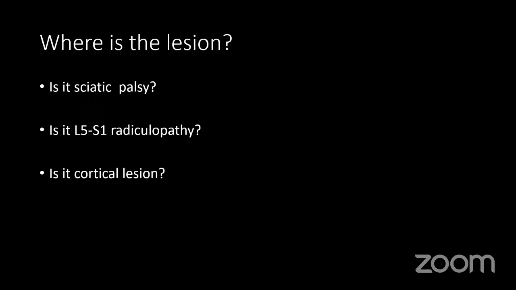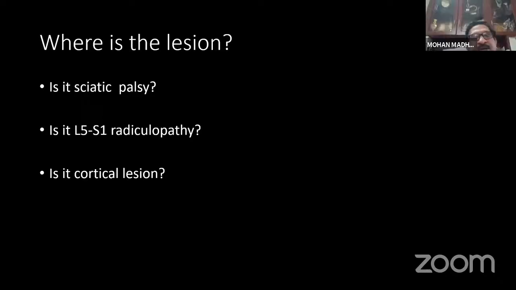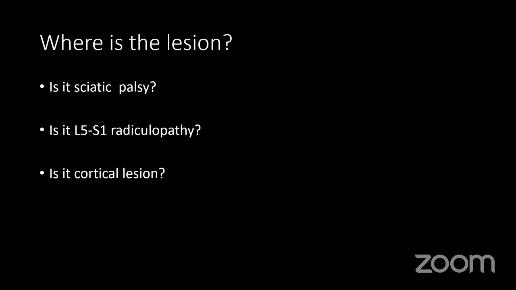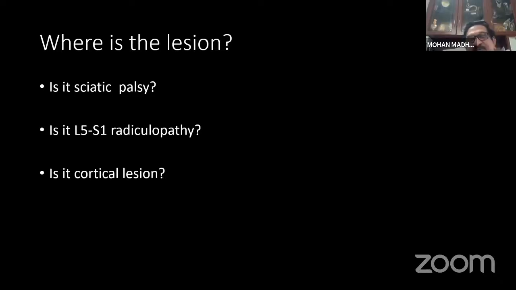Is it L5 radiculopathy, sir? L5 is unlikely because the eversion is spared. Usually both the inversion and the eversion will be lost if it is an L5. No, but why can't it be a sciatic palsy in that case? Dorsiflexion is weak, sir. Dorsiflexion and eversion are weak. Inversion in the dorsiflexed position is normal.